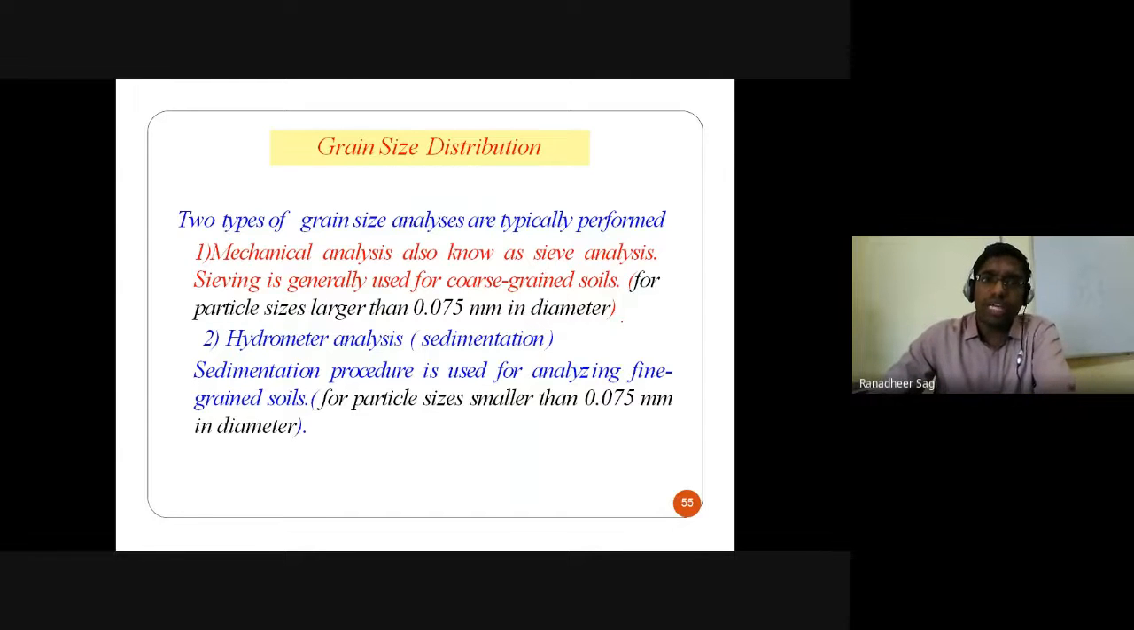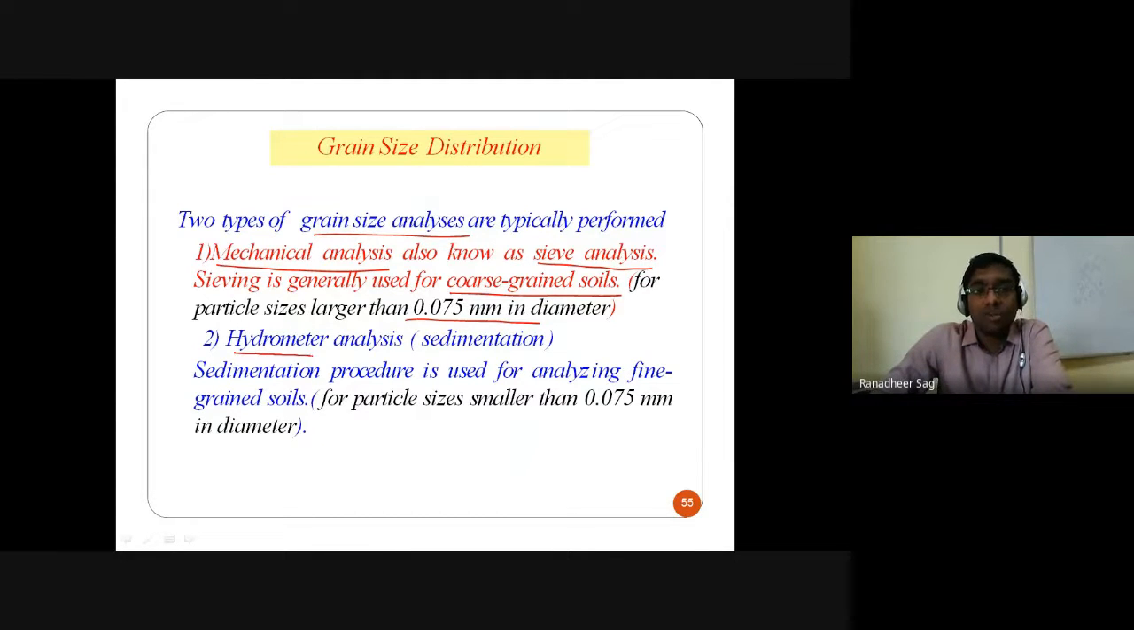So broadly, we are going to be talking about two types of grain size analysis for getting a complete picture of what is called your grain size distribution for that particular soil. One is mechanical analysis, which is otherwise also called sieve analysis, generally performed on coarse grain soils. That's nothing but particles of sizes greater than 0.075 mm, which is otherwise also called 75 microns.